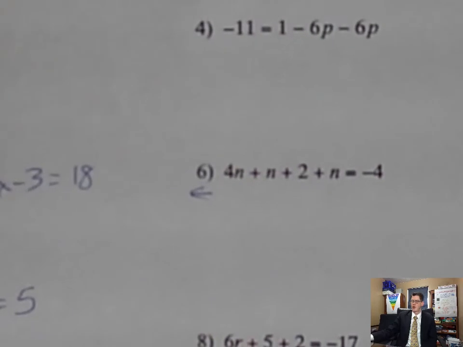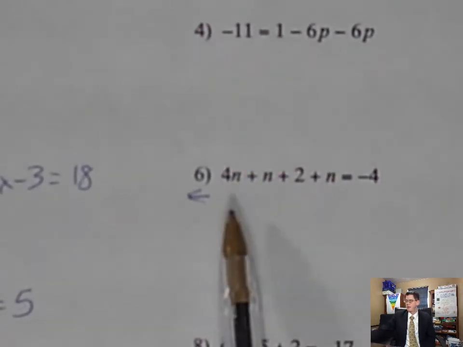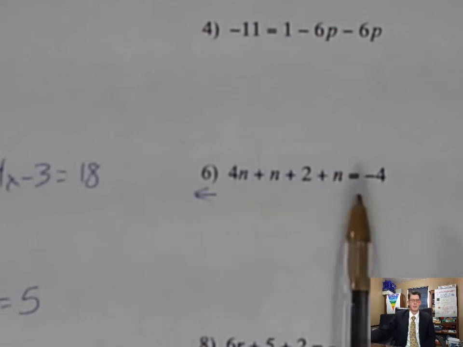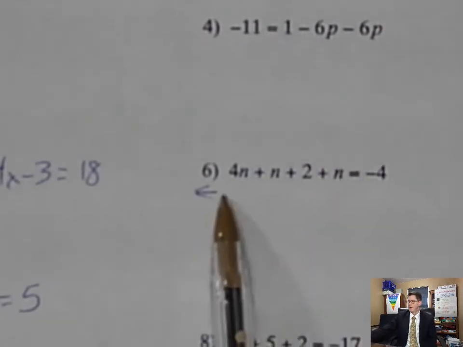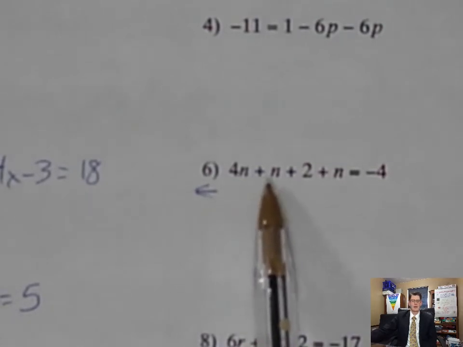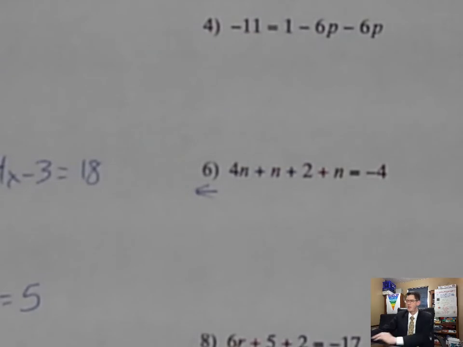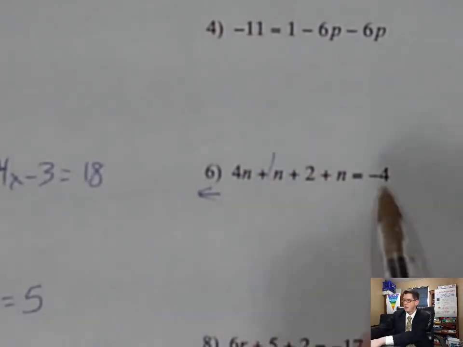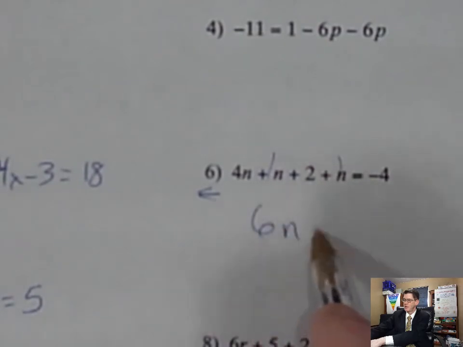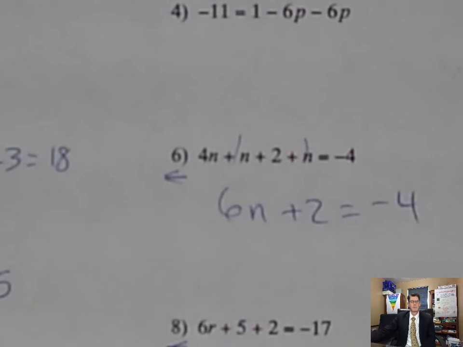Number 6, good. There's no division on there. I'm not a big fan of division. But you can see that there are multiple terms that have n in it, and then this 2 is kind of on its own. So if you have 4 n's and then you add a certain number of n's, if you can remember how many are there, well, there's 1 in each of those. So 4 plus 1 plus 1 gives us 6 n's plus 2 is negative 4.